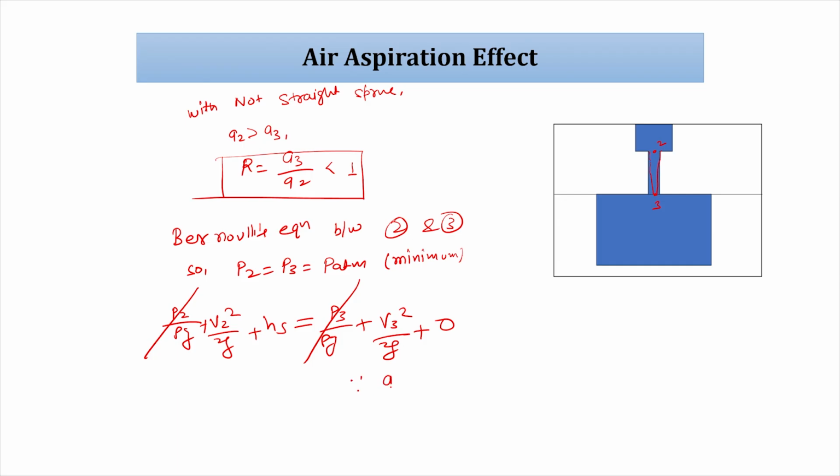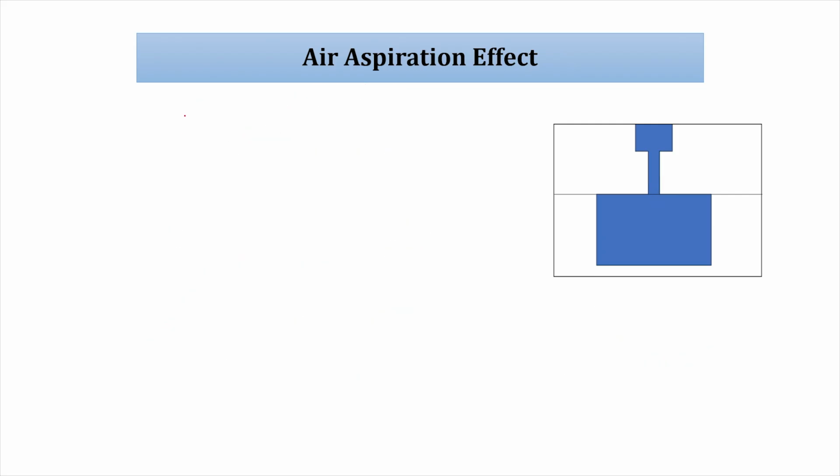Checking, since A2 V2 equals A3 V3, we can write V2 equals A3 by A2 into V3, that is R V3. V2 equals R V3. We can write V2 square by 2g plus HS equals V3 whole square by 2g, and V2 equals R V3. So we can say V3 is greater than V2. That we can easily say.